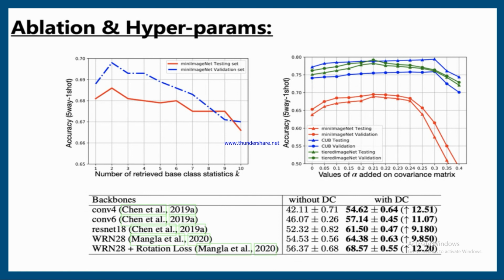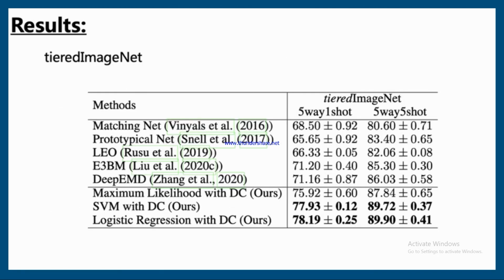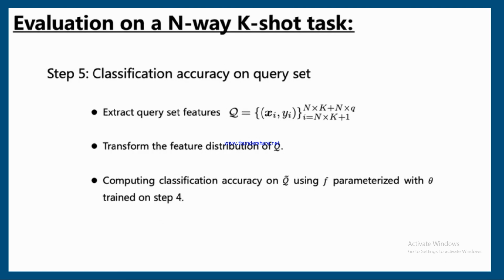Finally, here we can see that with distribution calibration, there is an improvement of about 12% and 11%, 9.1%, 9.8%, 12%. So on average about 10% improvement these settings are giving, without changing their hyperparameters and any extra parameters. So this is what this paper has suggested, and this is a short paper. So any questions related to this? It's done from my side.